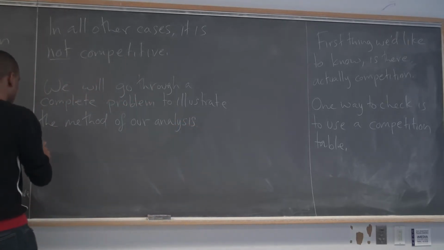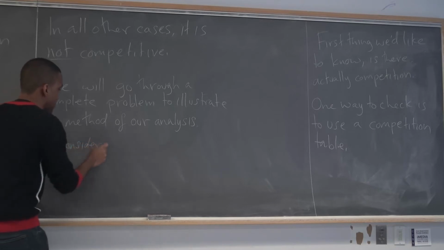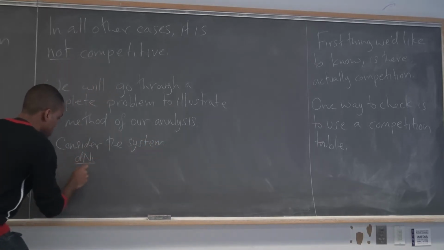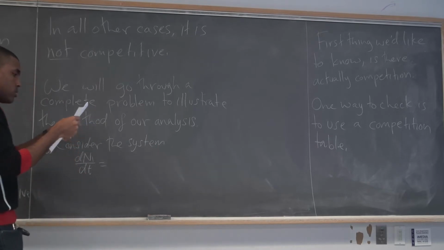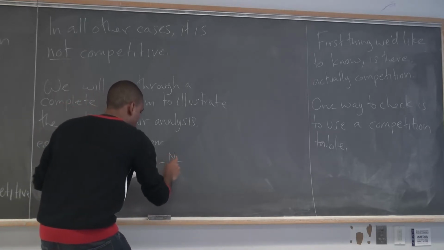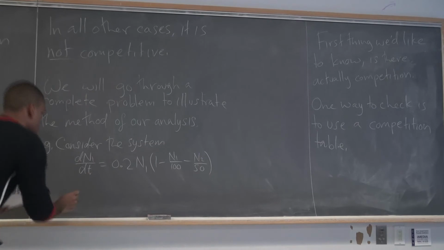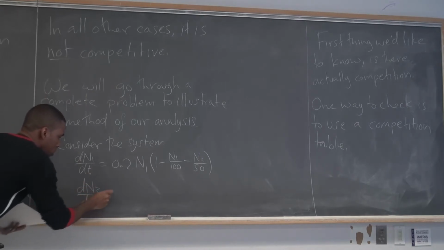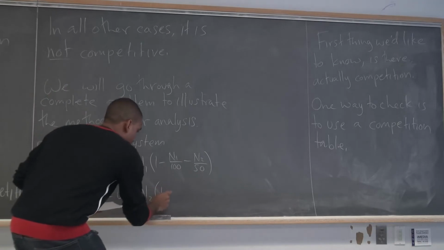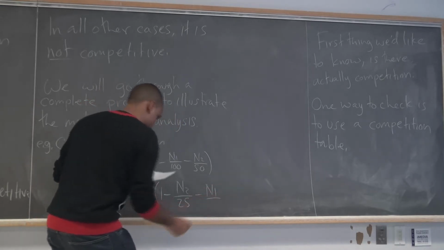So, consider, here's the example that we're going to work through. Consider the system dN1/dt equals 0.2 N1 times (1 minus N1 over 100, minus N2 over 50), dN2/dt equals 0.15 N2 times (1 minus N2 over 25, minus N1 over 200).